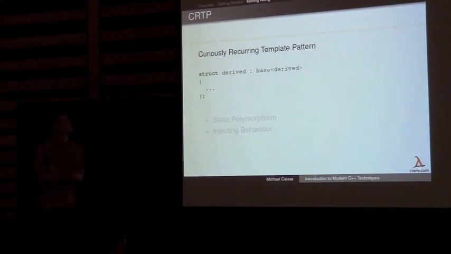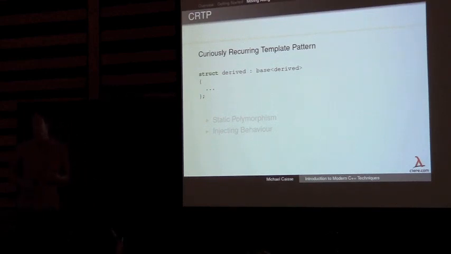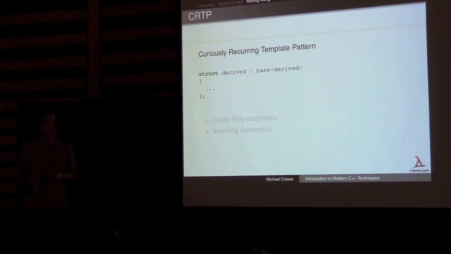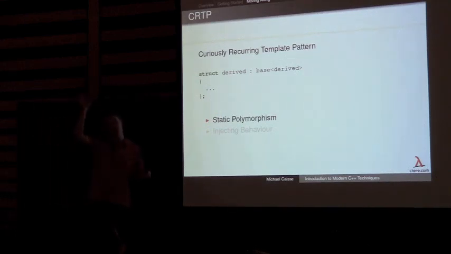CRTP. Okay, curiously recurring template pattern. Every time you use something in such a way that you have your derived struct or class, and when you derive from the base, one of the template arguments is your derived struct, you're using this. And you might be using it for a couple different reasons. The first is static polymorphism. So what does that mean? What's polymorphism, first of all? Just in general, polymorphism.